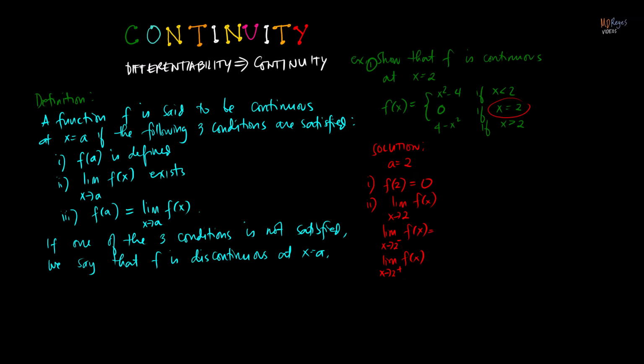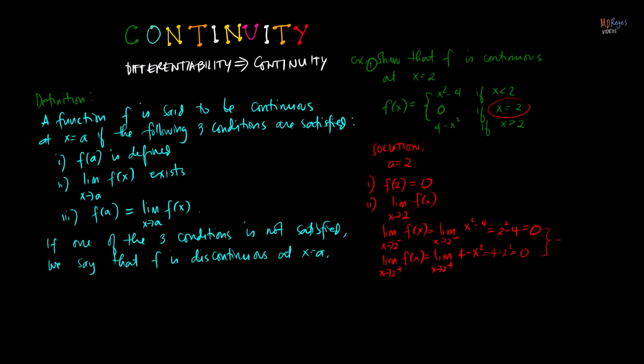Now, when we want the limit of f of x as x approaches 2 from the left, we take the limit of the first function, x squared minus 4, as x approaches 2 from the left, because it means that x is a number less than 2. Substituting 2 for every x, we have 2 squared minus 4, and that's going to give us 0. When we want the limit as x approaches 2 from the right, it means that x is a number greater than 2. So we take the limit of the third function, 4 minus x squared, as x approaches 2 from the right. Substituting 2 for every x, we have 4 minus 2 squared, also equal to 0.